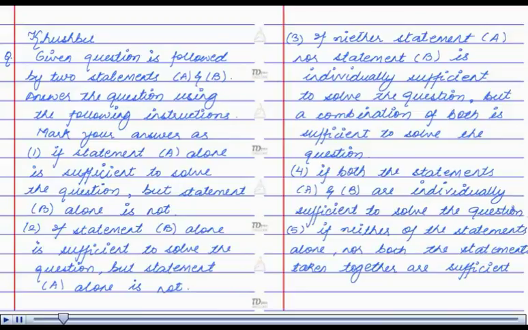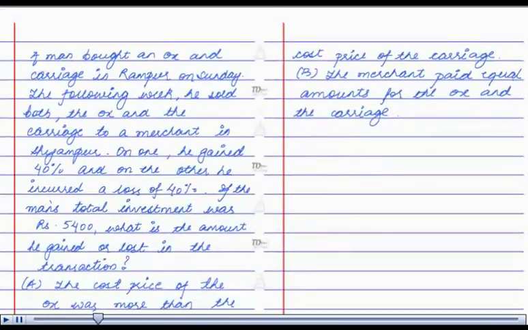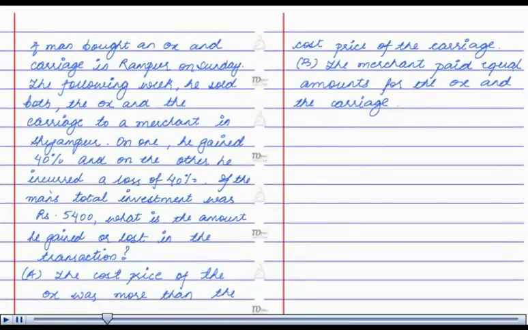Answer the question using the following instructions. A set of 5 instructions has been given, which is followed by the question. A man bought an ox and carriage in Rampur on Sunday. The following week he sold both the ox and the carriage to a merchant in Shampur. On one, he gained 40% and on the other, he incurred a loss of 40%. If the man's total investment was Rs 5,400, what is the amount he gained or lost in the transaction?